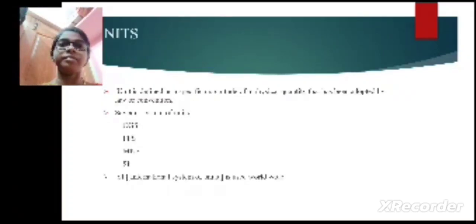Then units. A unit is defined as a specific magnitude of a physical quantity that has been adopted by law or convention. There are several systems of units that we follow, that is the CGS system, FPS system, MKS system, and SI unit system. CGS system means centimeter, gram, second. FPS system means foot, pound, second. MKS system means meter, kilogram, and second. The SI system, the international system of units, is used worldwide.